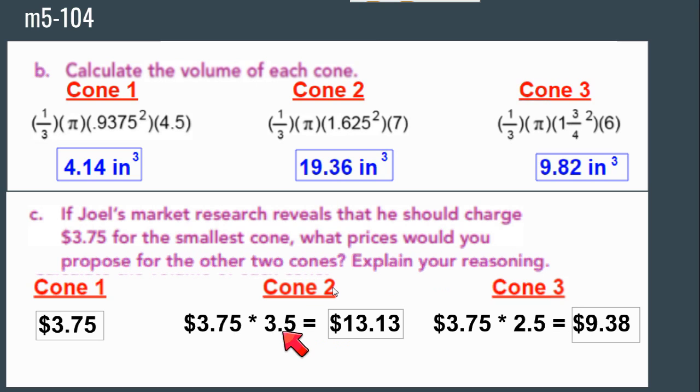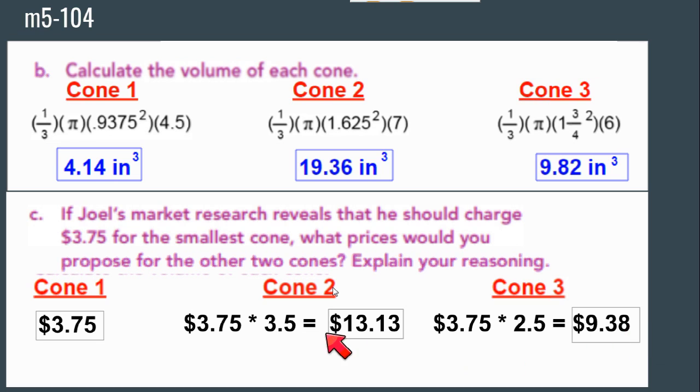Now, depending on what you came up with to multiply by or what you estimated, you could have a different number, but our answer needs to be close to $13, $14, $15 for that cone. Okay, let's go over to cone 3. I noticed that cone 3 was about 2.5 times as big as cone 1. So again, if cone 1 was about 4, cone 3 was almost 10. That's 2.5 times, so I multiplied that and got $9.38 for cone 3. So again, you don't have to have the exact same answer as I do, but it should be pretty close.